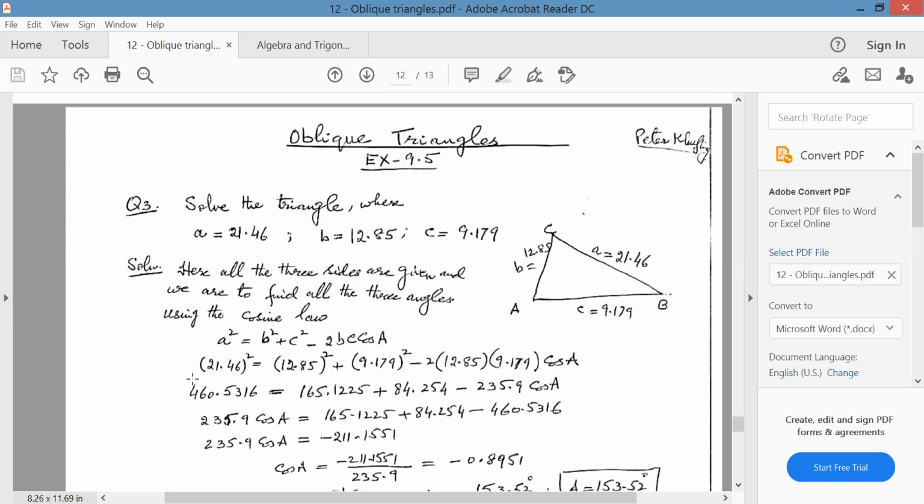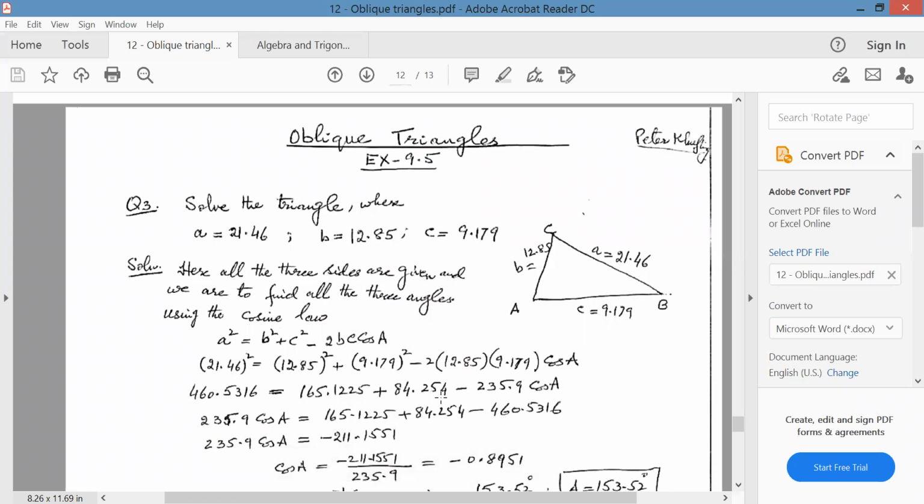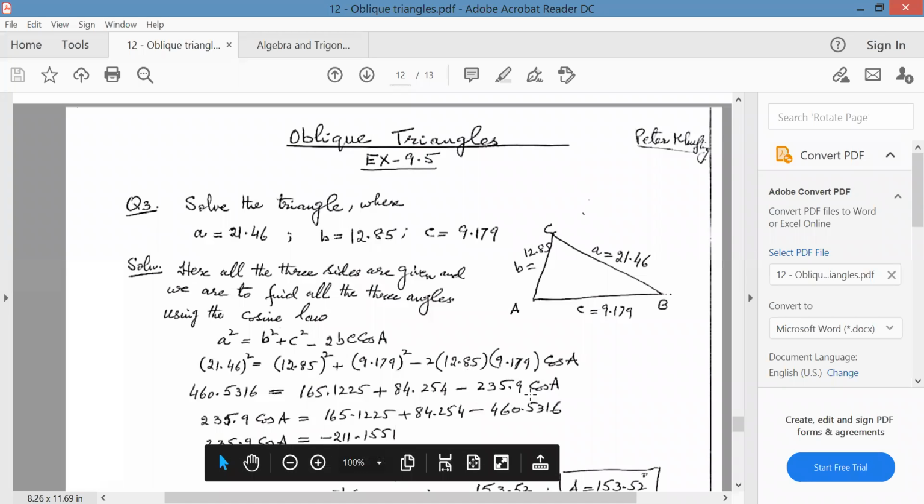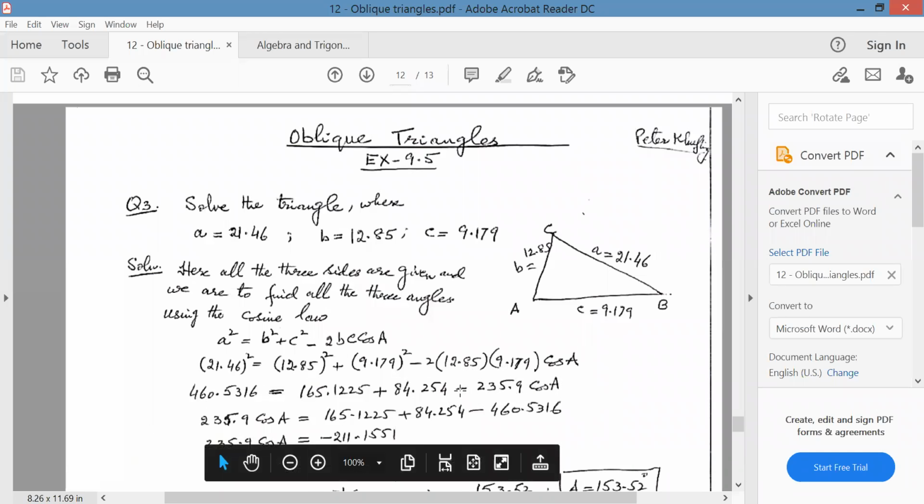Okay, take the squares. The square of 21.46 is 460.5316. The square of 12.85 is 165.11225. The square of 9.179 is 84.254, and the product is to be multiplied by 2 also. The three terms being multiplied give you 235.9 cos A. Okay, if I shuffle this cos A term to the left side, the negative sign will be changed into plus, right?